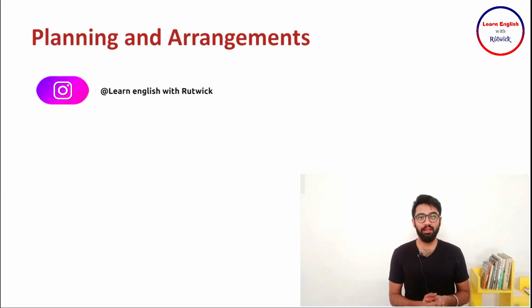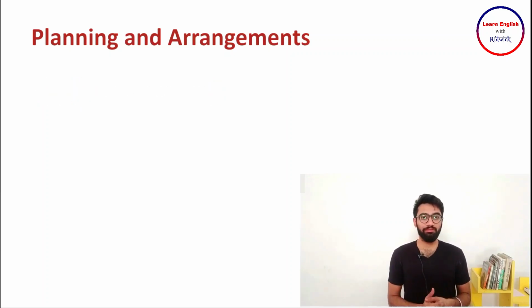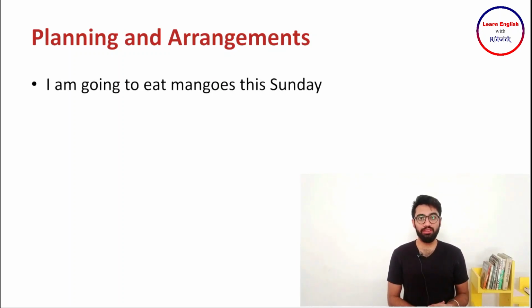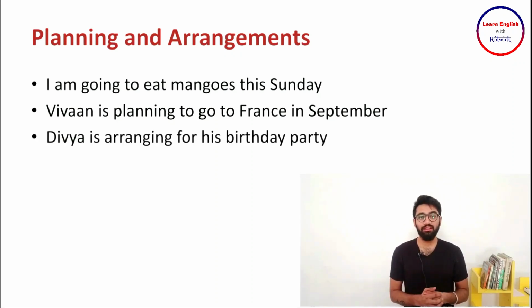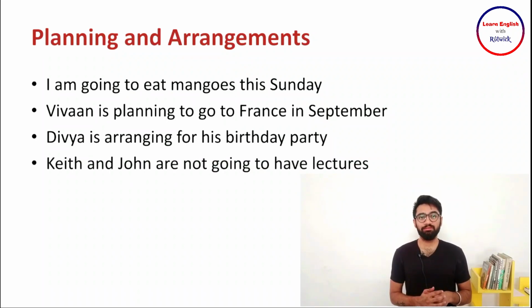The next category is planning and arrangements. Now it will not be a matter of surprise if I say that we may use present continuous tense to talk about future activities. Yes, that's right. For example, if I say that I am going to eat mangoes this Sunday. The activity will take place on Sunday, but I can use this tense to talk about it. Like, Vivan is planning to go to France in September. He will go in September, but I can use this tense to talk about this activity. Likewise, Divya is arranging for his birthday party. Now obviously the birthday has not yet come and he is planning for it. So we may use this tense.